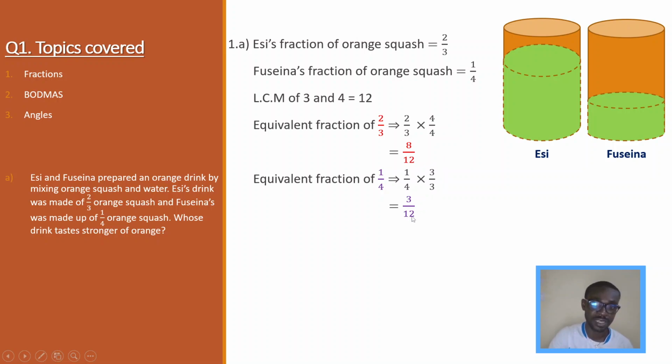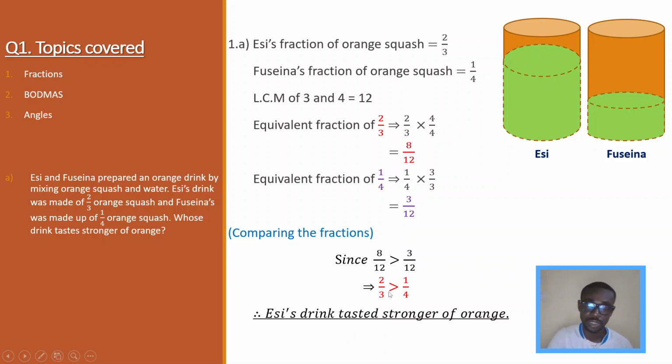So now they have the same denominators. It means we can just compare the numerators and see which one is bigger. So we have to compare the fractions now. Since the denominators are the same, when we are comparing just the numerators, we can see that 8 is definitely greater than 3. That means 8 over 12 is greater than what? 3 over 12. And that also implies that 2 over 3, which represents the 8 over 12, is greater than 1 over 4, which is also an equivalent fraction of 3 over 12.